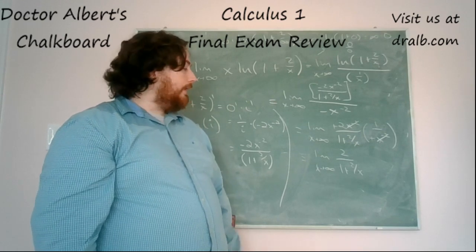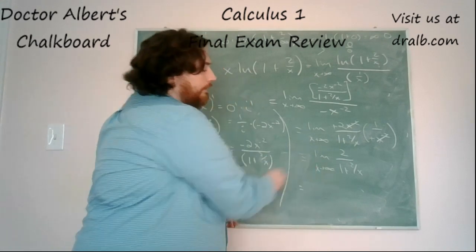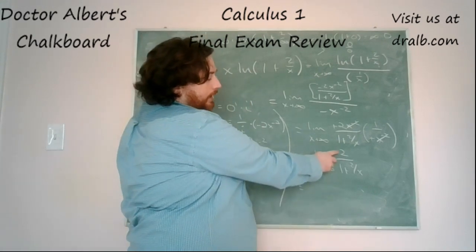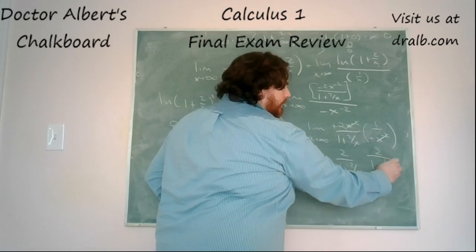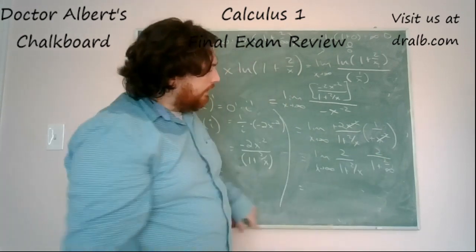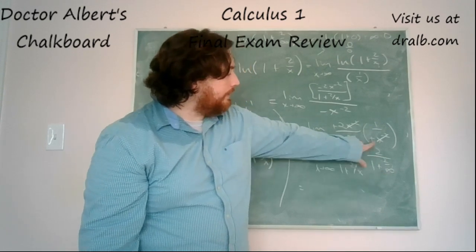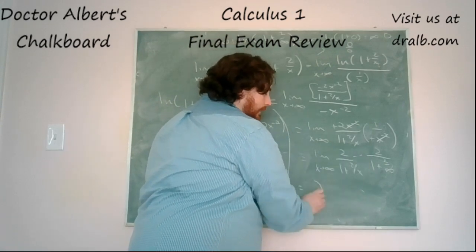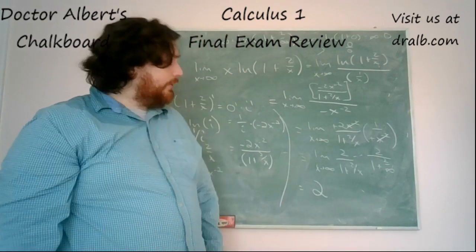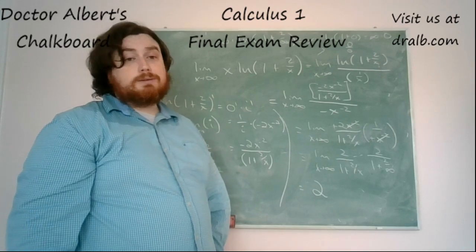Alright, now that I have this here, let's plug in infinity again and see what happens. If we do that, we get 2 over 1 plus 2 over infinity. But 2 over infinity is 0, so 1 plus 0 is 1. 2 over 1 is 1. So I'm sorry, 2 over 1 is 2. So 2 is a number, so that's going to be my solution.